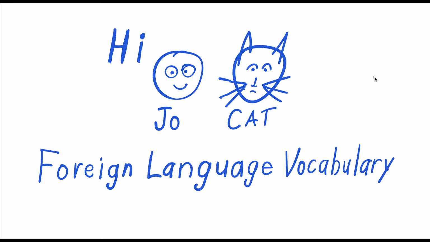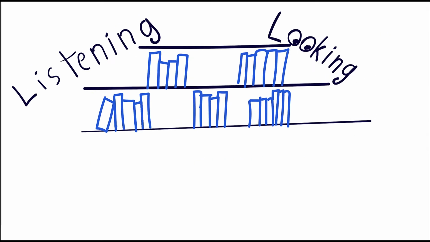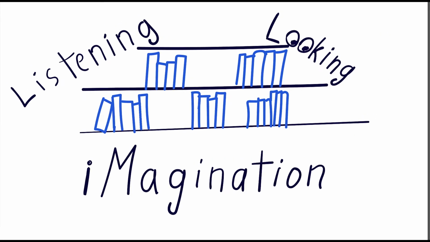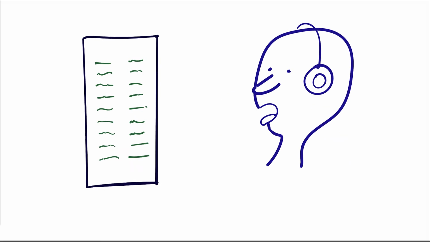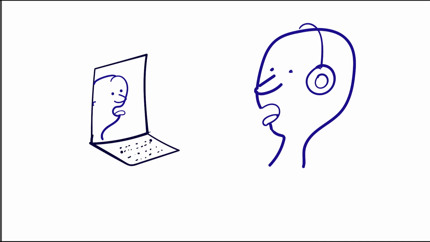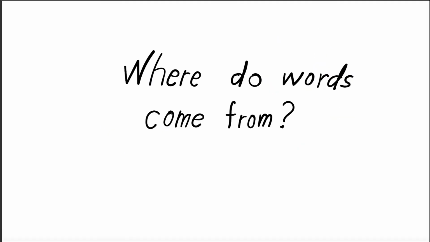We are going to show you how to build a foreign language vocabulary, a library of words, by listening, looking, and using your imagination. You can use any list of words or flashcards. Accurate pronunciation can be found by listening with headphones to one of the many online programs created by native speakers. Pimsleur also has excellent audio programs.